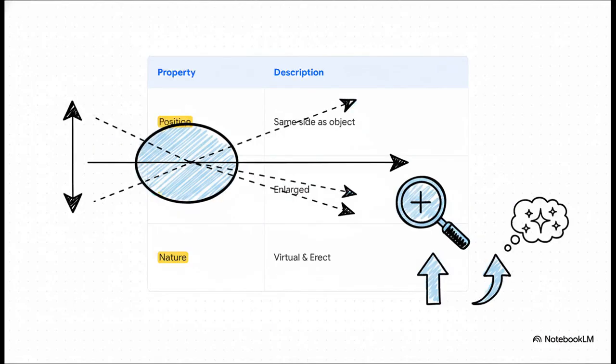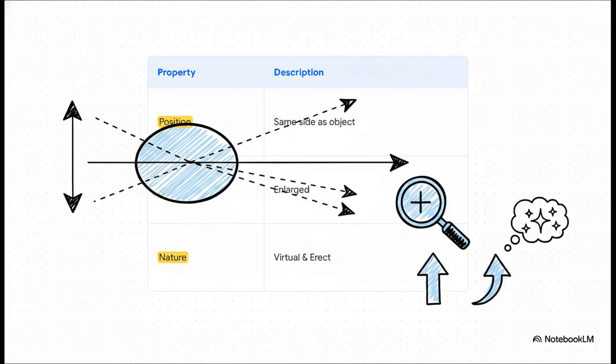Let's break this one down. Its position, on the same side as the object. Its size, definitely bigger, so we say it's enlarged. And its nature? Well, since the light rays don't actually meet, we call this a virtual image. And as you can see, it's upright or erect. Remember this one.